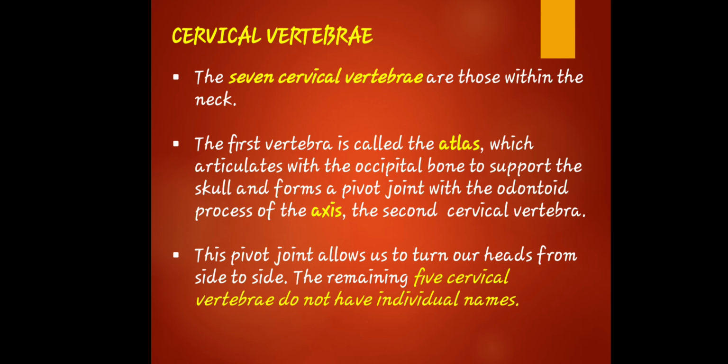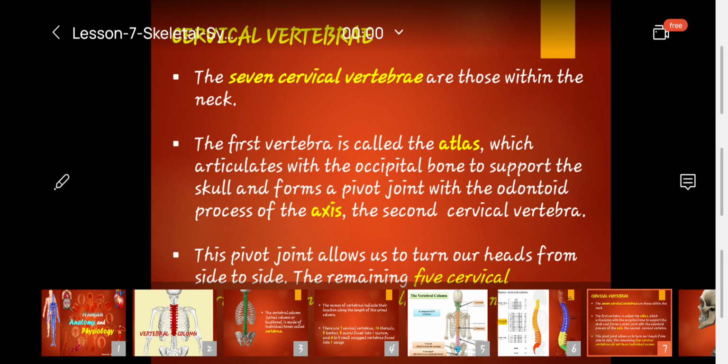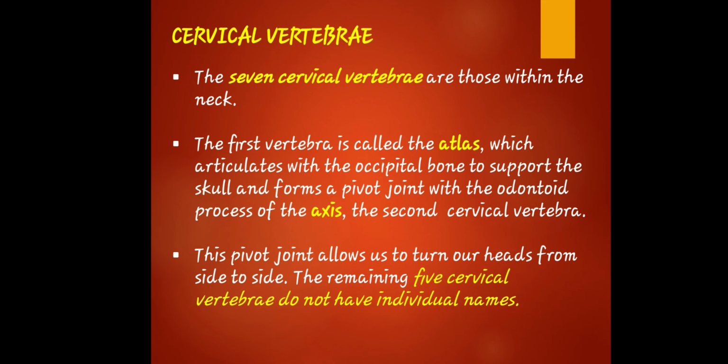Okay, so let's proceed on defining cervical vertebrae. The 7 cervical vertebrae are those within the neck. The first vertebra is called the atlas, which articulates with the occipital bone to support the skull and forms a pivot joint with the odontoid process of the axis. The second is the axis, the second cervical vertebra.